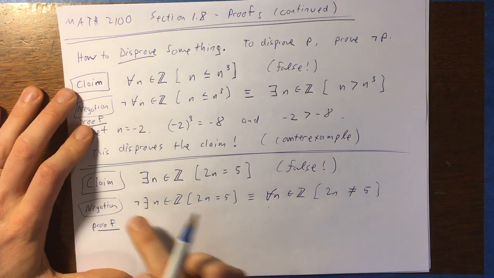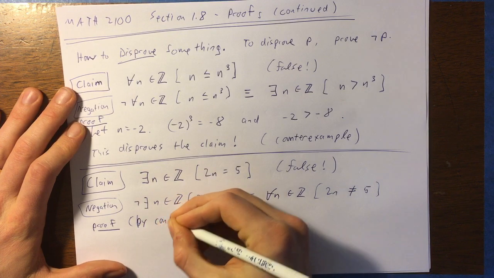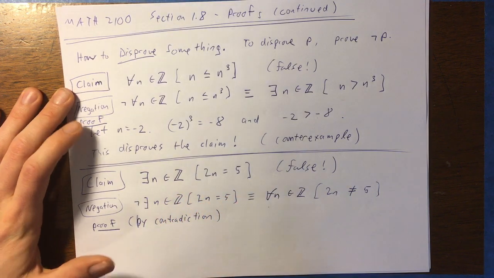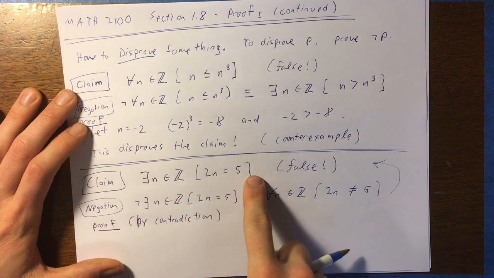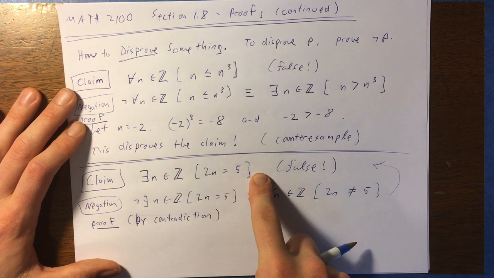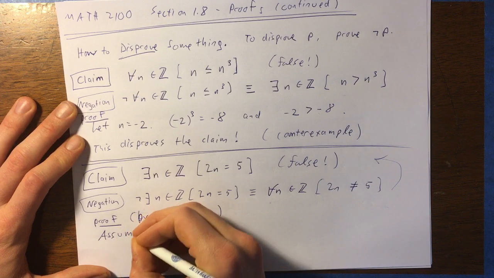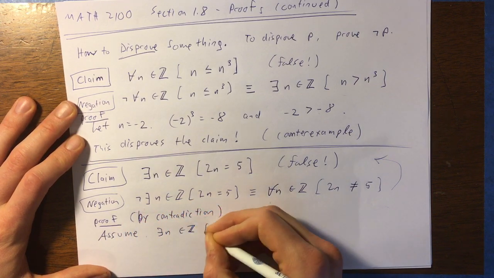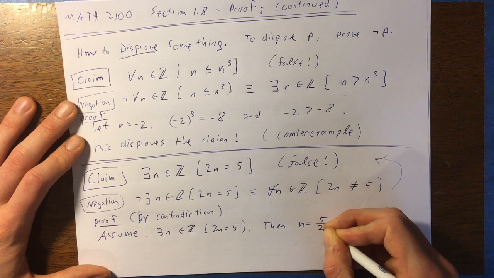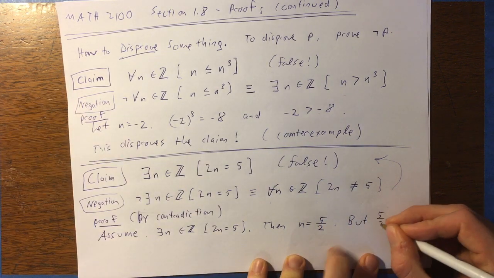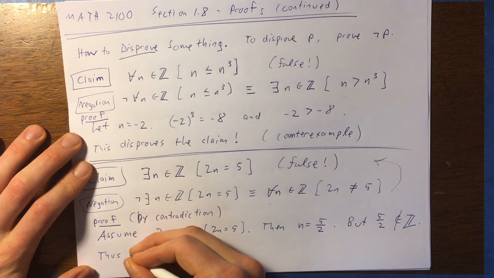So instead of proving this negation directly, what we can do is prove it by contradiction. Interestingly, to prove something by contradiction, you assume its negation, and the negation of the negation takes us back to the original claim that we started with. So we want to disprove this claim by supposing that it is true, and then finding a contradiction that follows from that. We're going to assume, seeking a contradiction, that there exists an n in Z such that 2n equals 5. Well then, n must be 5 divided by 2. But 5 divided by 2 is not an integer. Thus, n is not an integer.